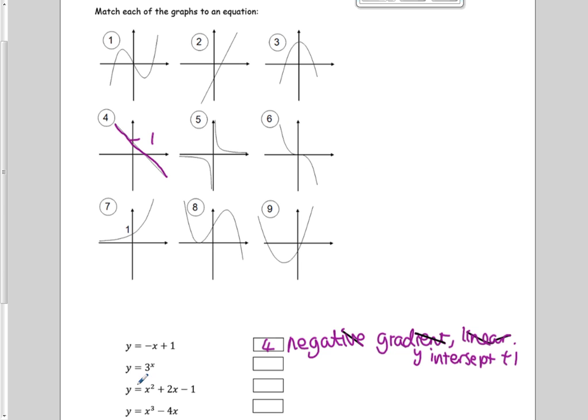So let's have a look at the second one. So we've got y equals 3 to the power of x. So for this equation, we have y equals 3 to the power of x. So this is what we call an exponential graph, and you'll learn more about this in Core 2. But an exponential graph looks like number 7. So y equals 3 to the power of x matches up with 7.